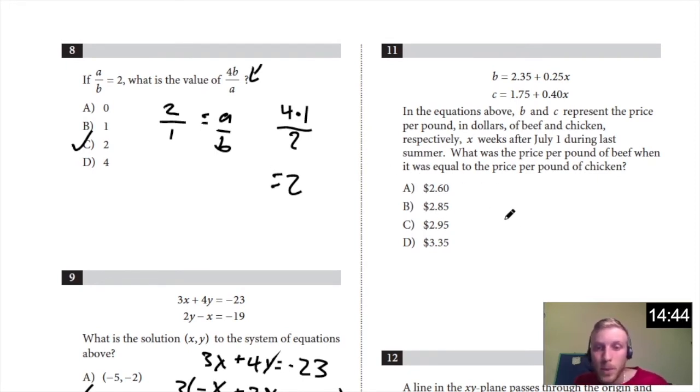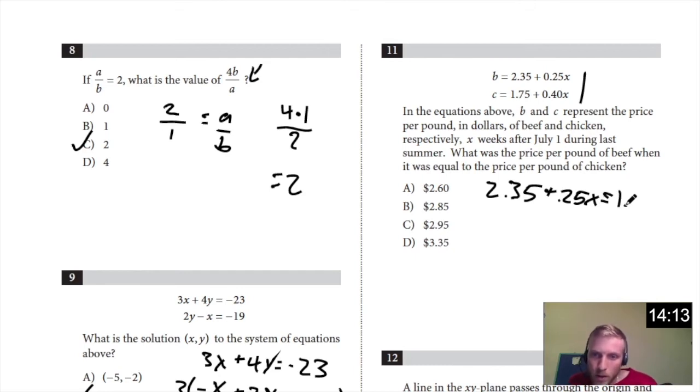So in the equations above, B and C represent the price per pound in dollars of beef and chicken respectively, x weeks after July 1st during summer. Okay. What was the price per pound of beef when it was equal to the price of chicken? So, all right, let's set these two equations equal to each other, and first we can find out after how many weeks they were equal in price. So we can say 2.35 plus 0.25x is equal to 1.75 plus 0.4x. All right, let's combine our like terms.